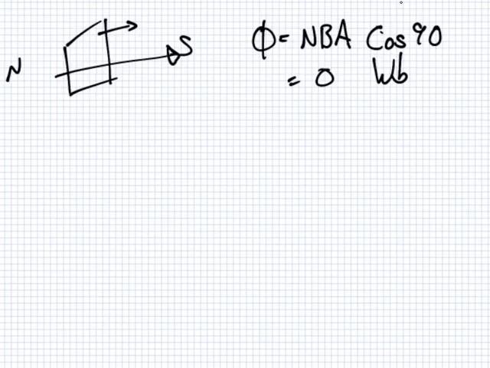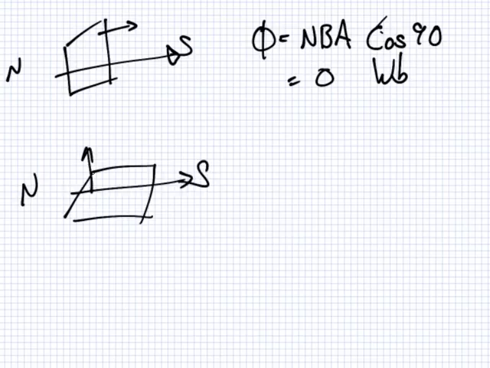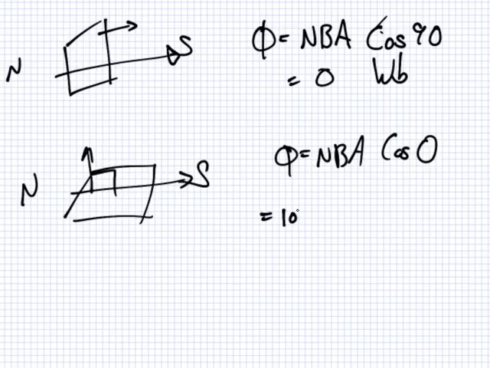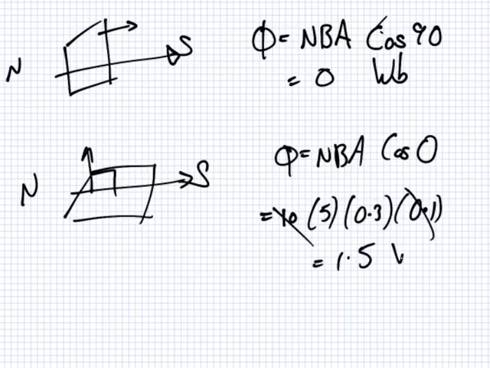That NBA will be for the second one. In this case here, it's exactly what you need. Perpendicular, so that is NBA. And if you want to be technical again, it's NBA cos 0 this time. It's at the desired angle, it's not rotated. What is the N here? 10. And the B? 5. And the area? Okay, so that cancels that. 1.5 Webers.